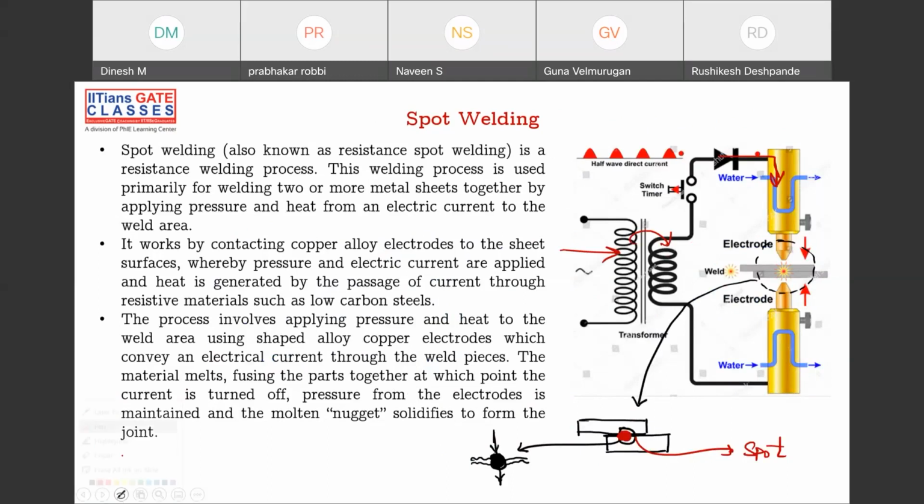Let's assume that. Now your workpieces are like this, and you have some electrode. This is your electrode and this is your base electrode. Both this and this are electrodes, and you have closed it. You have some circuit here, and you close the circuit and you want to allow the current. Current is trying to pass like this.